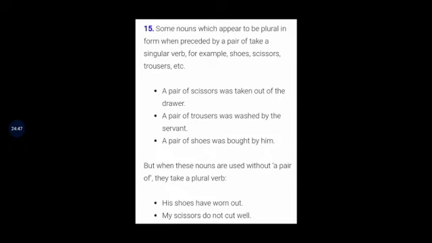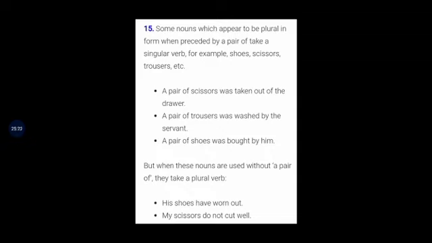A pair of scissors. So here scissors sounds plural. But what is rule number 15? When a noun is preceded by a pair of, at that time we need to take the singular form of the verb. A pair of scissors was taken out of the drawer. A pair of trousers was washed by the servant. So here trousers sounds plural, but it is preceded by a pair of.